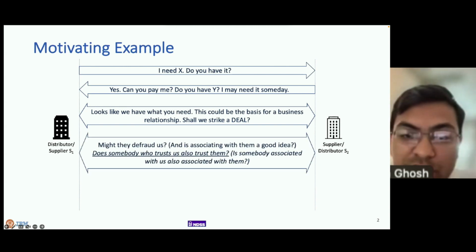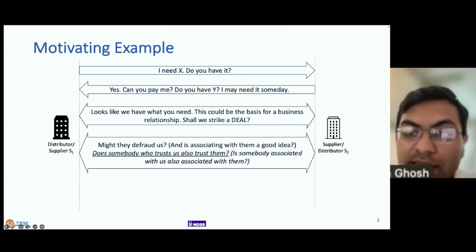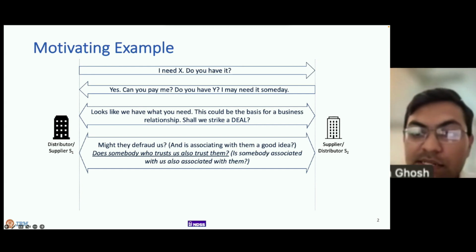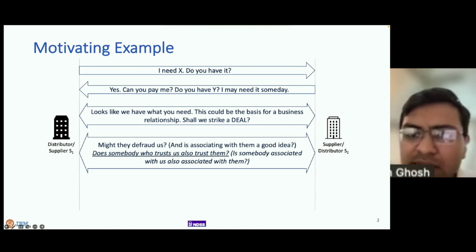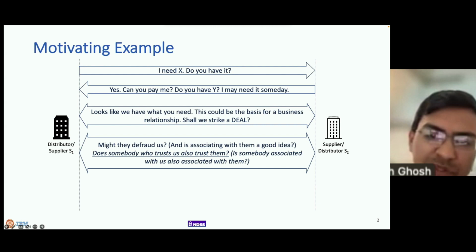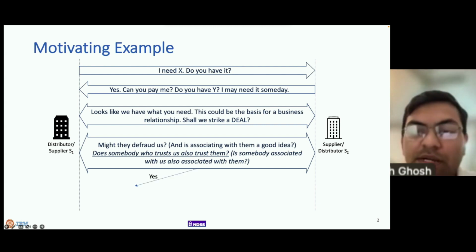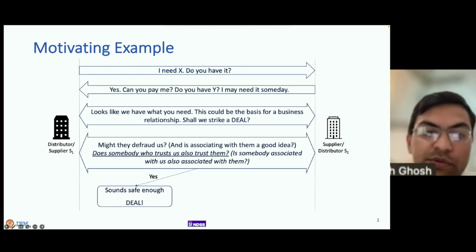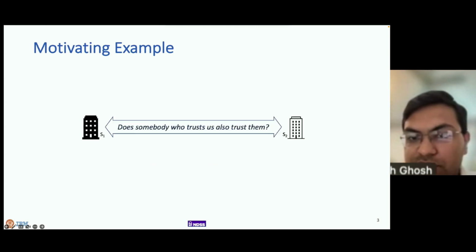But there are usually questions involved, such as can the other company be really trusted? And what if they defraud us? So an indication of such trustworthiness can be obtained if somebody who is associated with one company is also associated with the other one. So on the basis of the presence or absence of such a common association, there can be a deal or no deal.